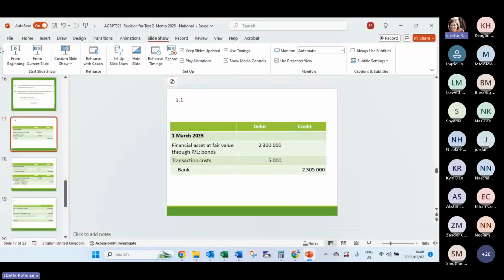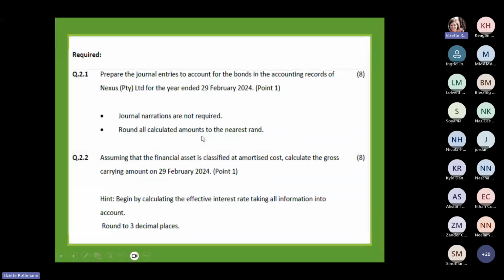Okay. Then we can look at question 2.2. They tell us, assuming that the financial asset is classified at amortized cost, calculate the gross carrying amount on the 29th of Feb 2024. And this is where they give you the hint: begin by calculating the effective interest rate, taking all information into account.